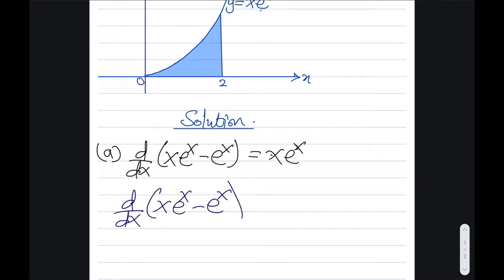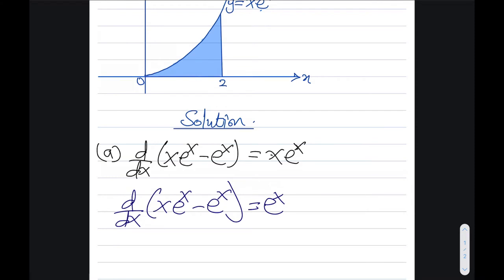Now, know that what we have here is a product. So we are going to use the knowledge of the product rule on this. So we would differentiate x and then maintain e to the power x. But when you differentiate x, you get 1. Okay, so that's your answer.